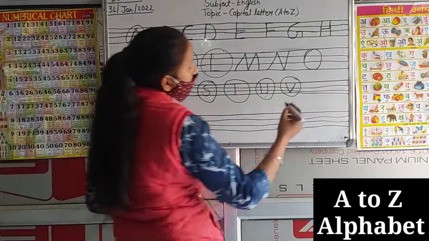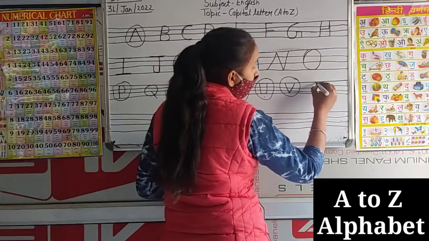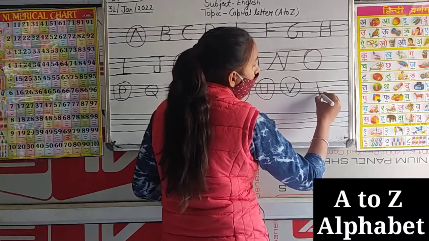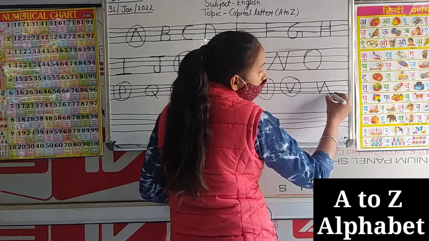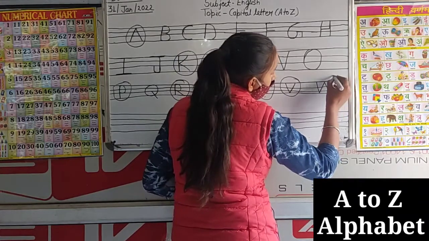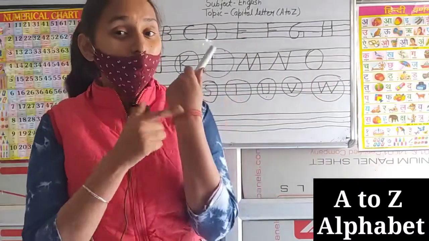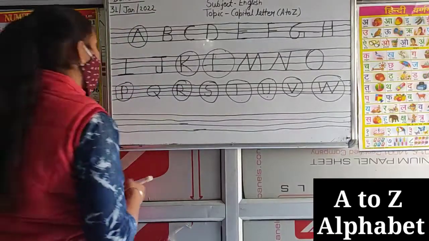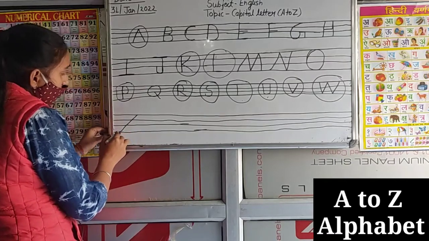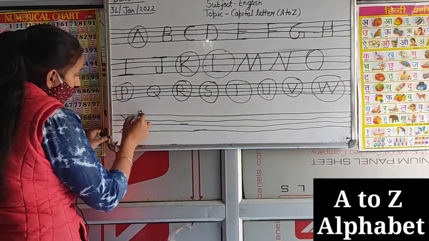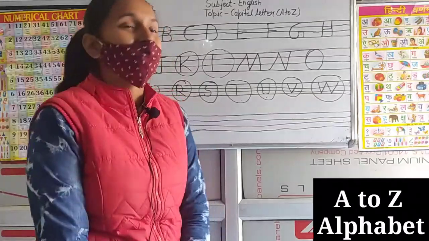And the next letter is W. One standing line, another standing line, and then turn standing line, and last is standing line. W. W for watch. And the next letter is X. One standing line and last turned standing line. X. X for X-ray.